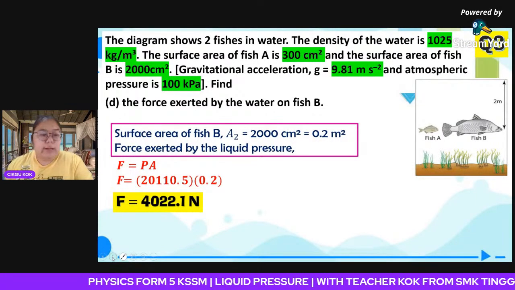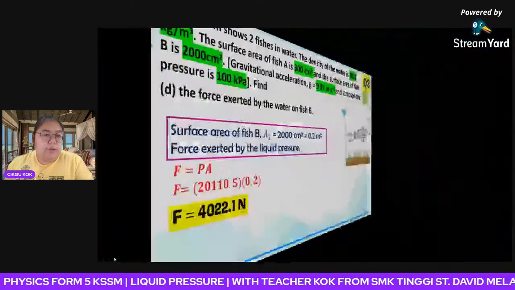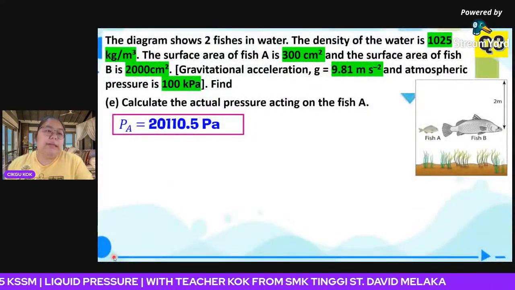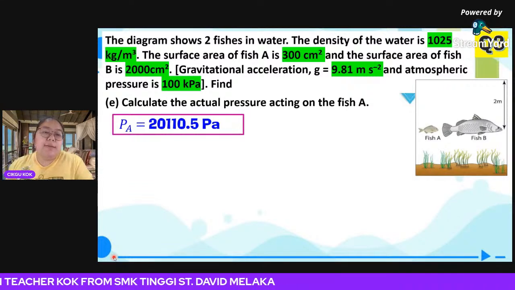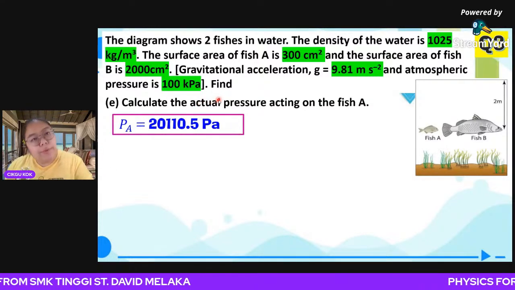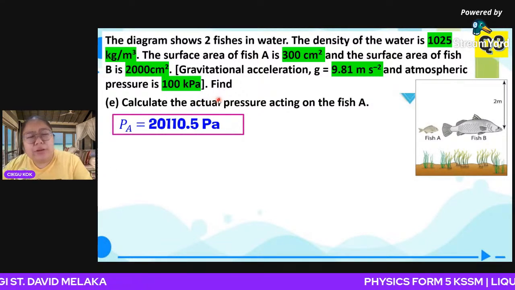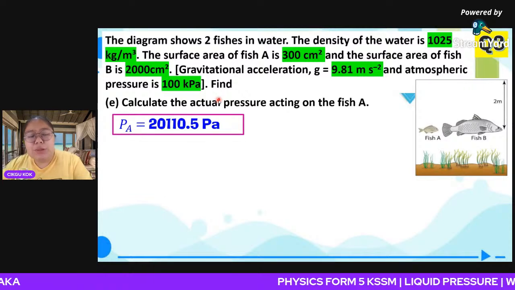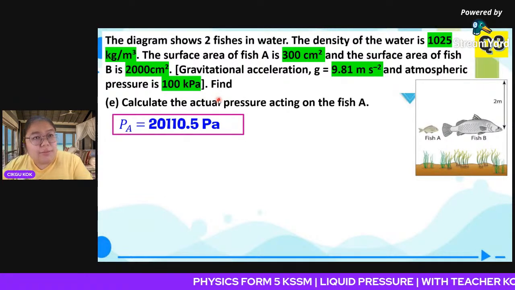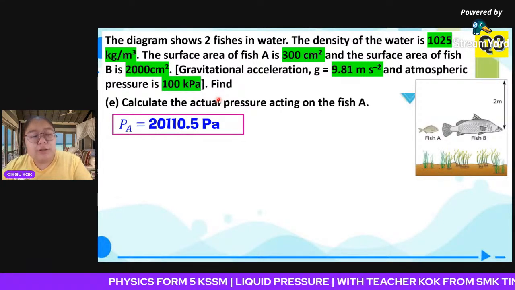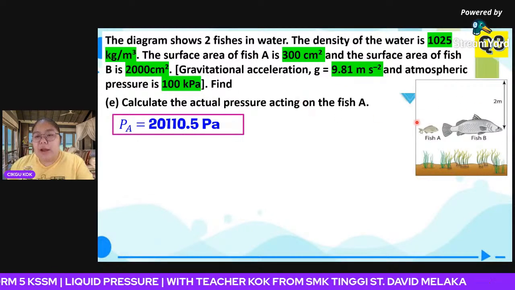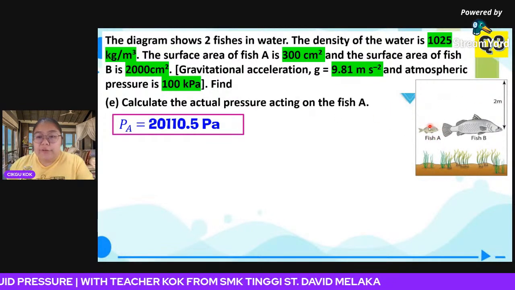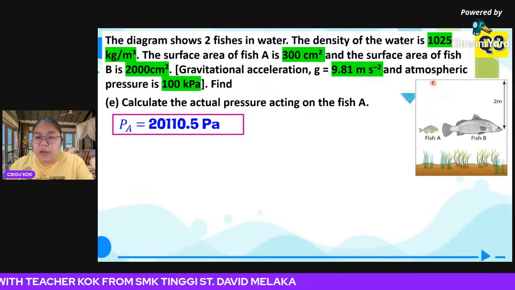Jessica also correct. Then we continue to E. Calculate the actual pressure. Can you see the keyword actual pressure? What's the meaning of the actual pressure? Actual pressure means you need to add the atmospheric pressure. We call it actual pressure. From the diagram, now they want actual pressure for the fish A. Before that we calculated already.